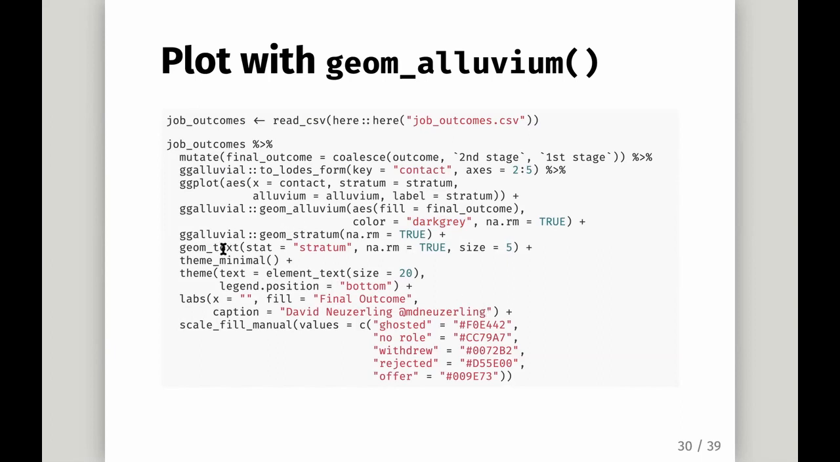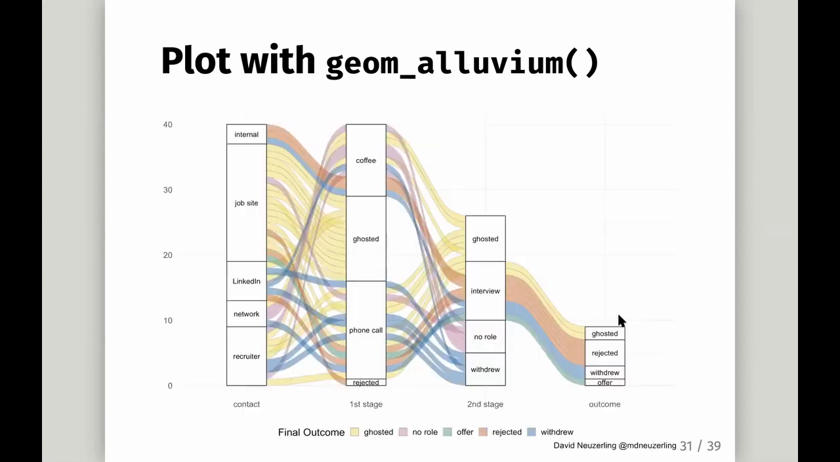Then we are adding the geom_text with the stat equal to stratum, and doing some beautification here as well. Also using theme_minimal, changing the text size, a low legend position, adding a caption, and also manually adding the color choice. So here we have that final outcome again.